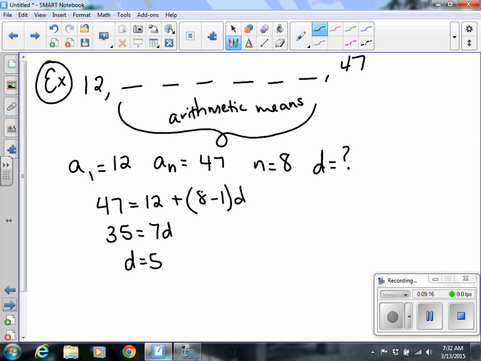So I'm not exactly done. Now I need to go in and find my arithmetic means. So I'm going to add 5 to the 12. So I get 17. Now I'm going to keep adding 5 until I get to my 47. So then I have 22, 27, 32. I'm missing a number. No, I'm not. 37 and 42. Sorry, double checking myself here. So that would be my arithmetic means there: 17, 22, 27, 32, 37, 42. Okay.